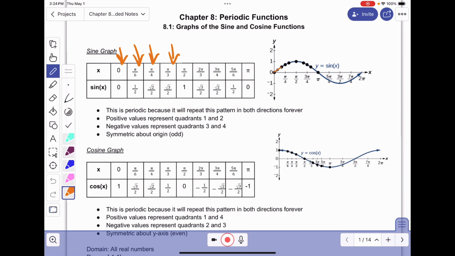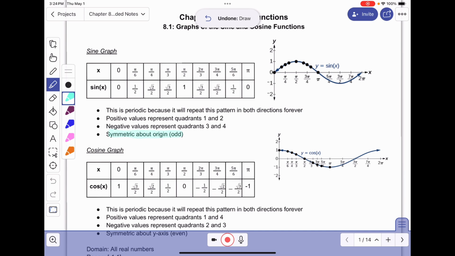And then if we graphed them, this curve would just keep repeating the same shape over and over again. So it's periodic because this pattern, up, down, up, repeats. The positive values are when sine is positive, so quadrants 1 and 2, and the negative values are when sine's negative, in quadrants 3 and 4. And this one is considered odd because it is symmetric about the origin.